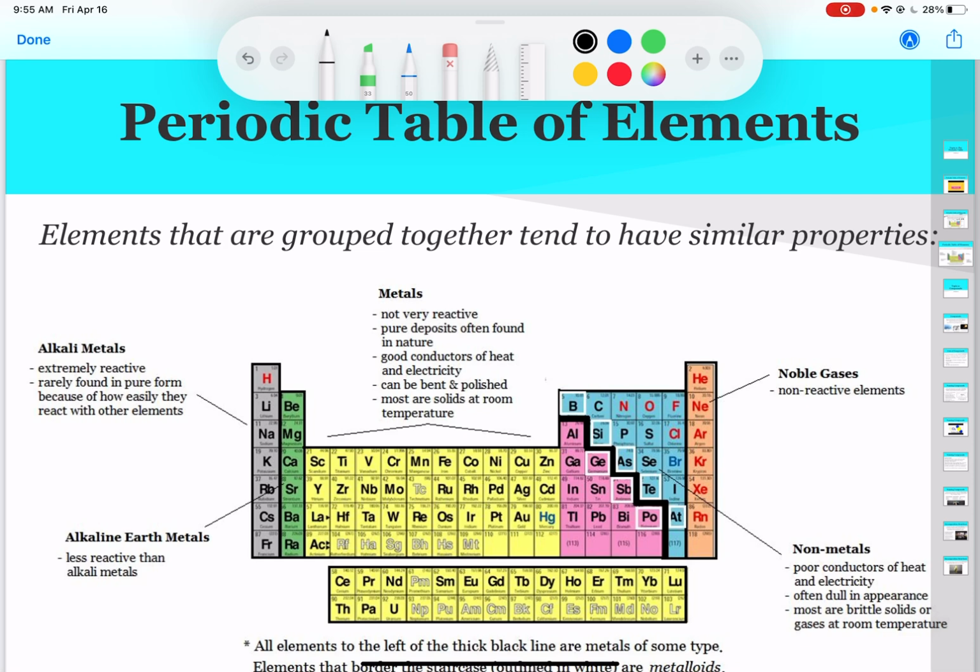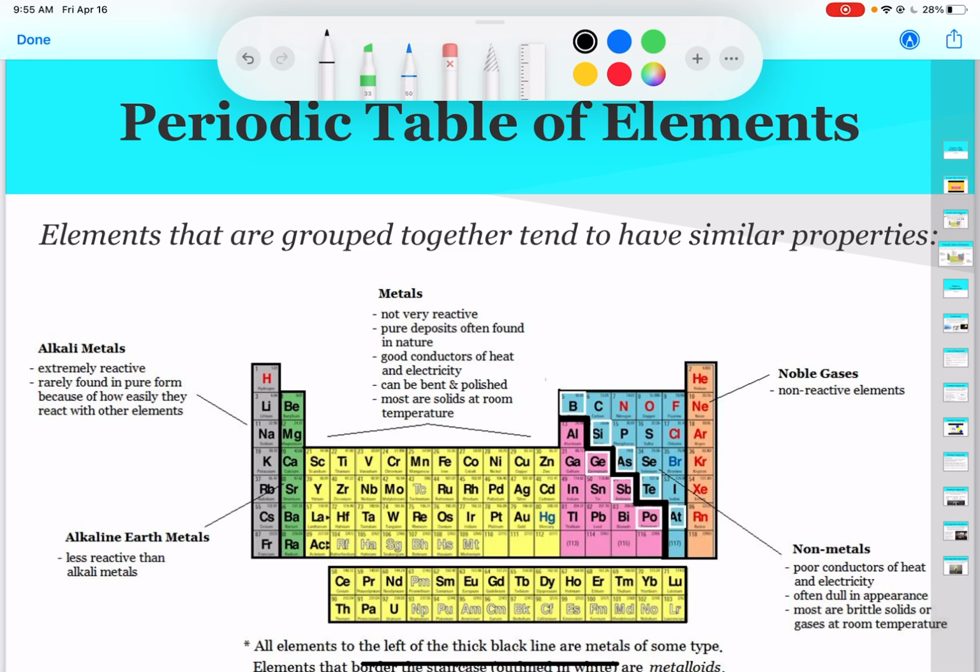The second column there is alkaline earth metals. They're less reactive than the alkali metals, so easier to find in a pure form, but again, still do react with air and water like the alkali.